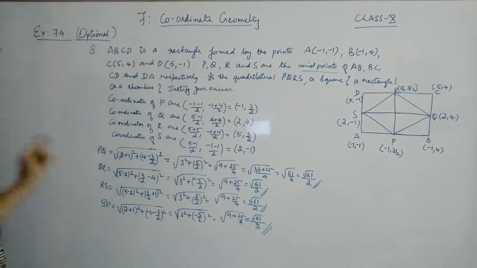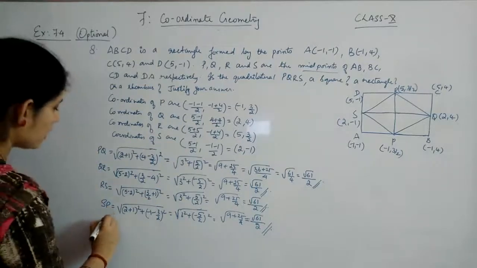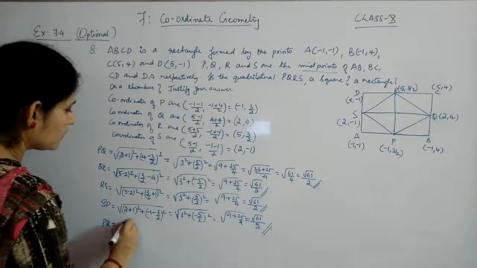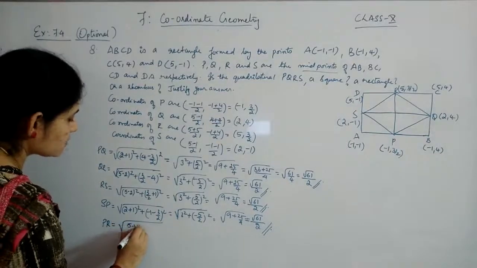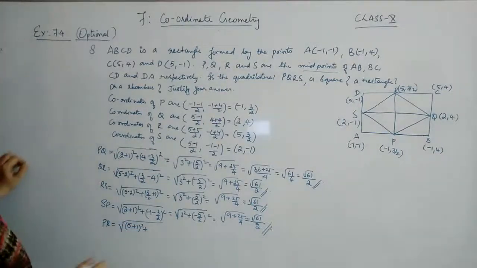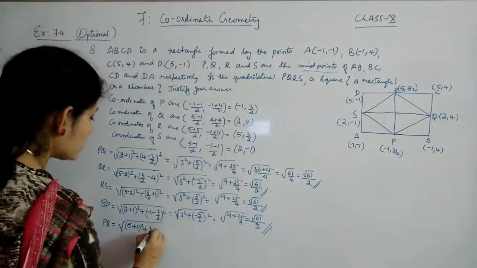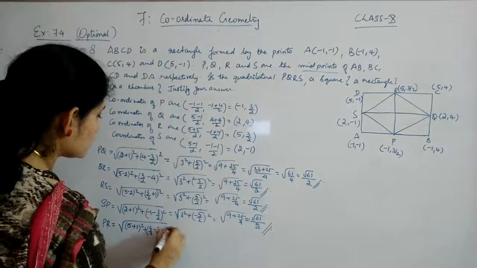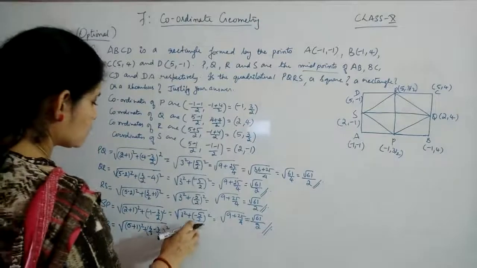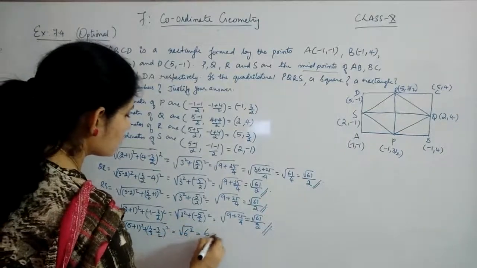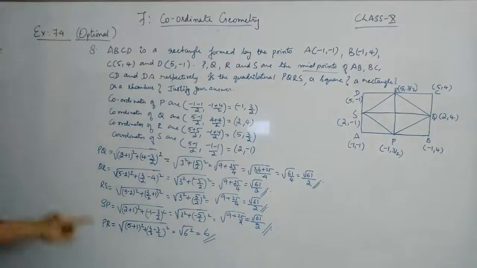Now again, in order to confirm whether it is rhombus or square, you have to find out the length of the diagonals also. Now what are the diagonals? PR. PR is equal to root of 5 minus minus 1, 5 plus 1 the whole square plus 3 by 2 minus 3 by 2 the whole square, that will give you 0 only. So you are having only root of 5 plus 1, that is 6. Root of 6 square will give you 6, and 6 will be your PR.